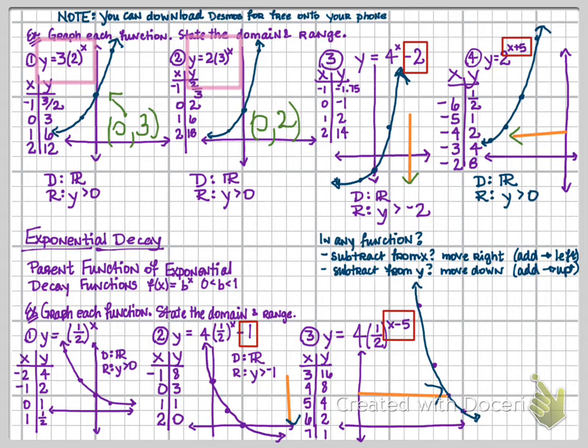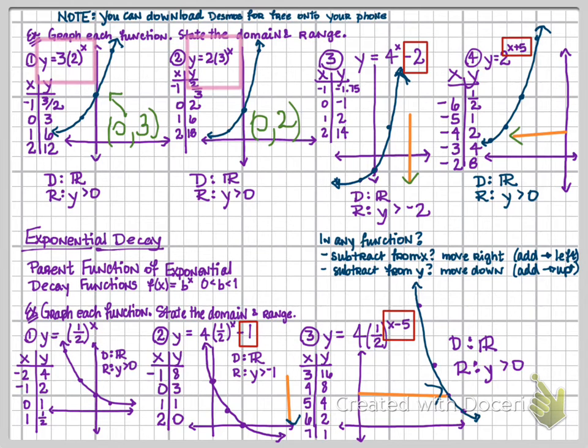Okay, so again, in any function, if you subtract from the x, you end up moving to the right, just like the one right below my words. If you add to the x, you move to the left. If you subtract from the y, you move down. If you add to the y, you move up. The big mistake I made here was that I forgot the domain and the range on number 3, so I'll fix that real quick before I fix my big, huge, giant mistake.